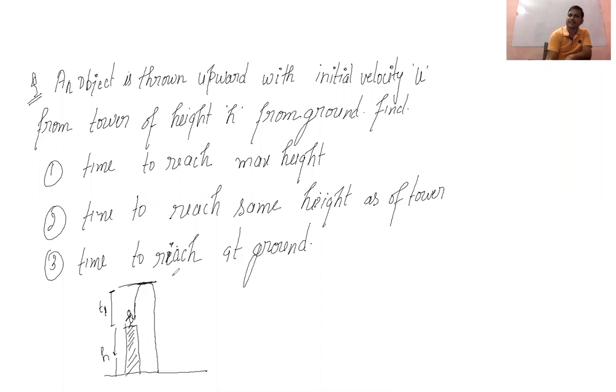This is your t1, and this time is once again t1, or you can write "same." t2, and in this case you can write here the t3. T3. So first case we have to find t1. Then in the second case we have to find t1 plus t2, and in third case we have to just add these things. Since this will be your first, time to reach maximum height will be u upon g. So coming to the first part, solution of the first part.